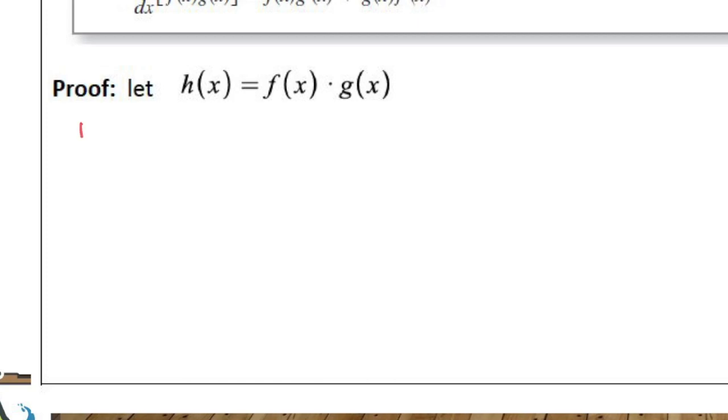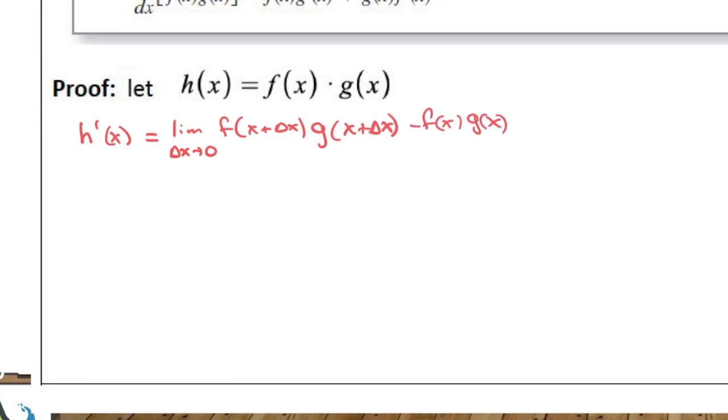So in order to find the derivative, h prime of x, remember what I said, we always go back to our limit definition. We're going to have the limit as your delta x goes to 0 for f of x plus delta x times g of x plus delta x, and then we're going to subtract f of x times g of x and divide by delta x. So that's the definition of the derivative using limits.